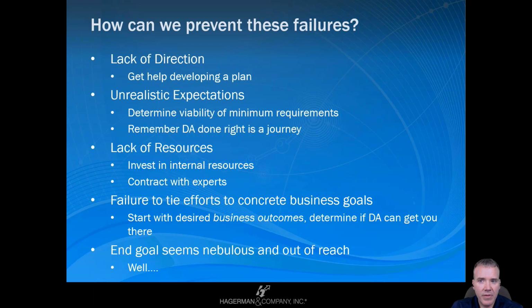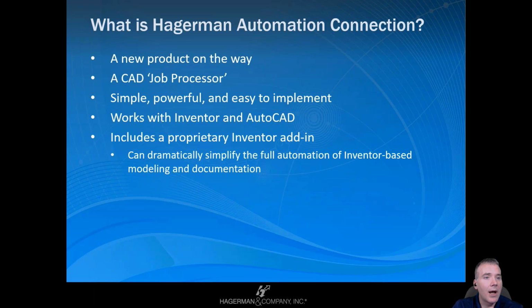And then a lot of this, when you're talking about taking that last step to full automation, the investment in internal resources in that step is extreme. Getting management to commit to a long-term plan when the end of the plan is maybe poorly understood can be a real problem. And that's where Automation Connection comes in, right?